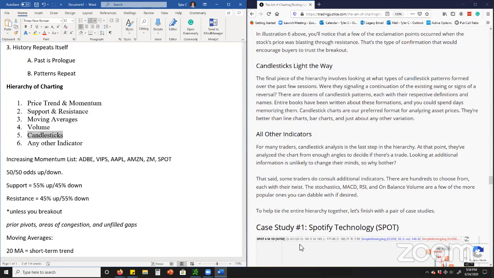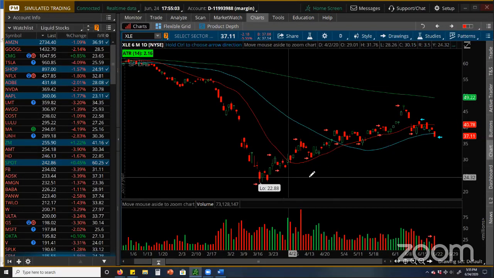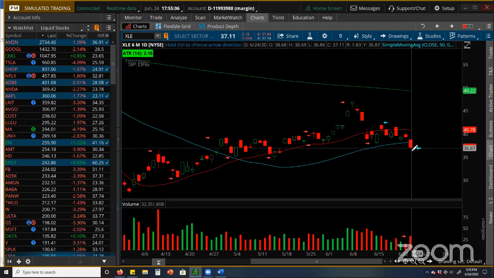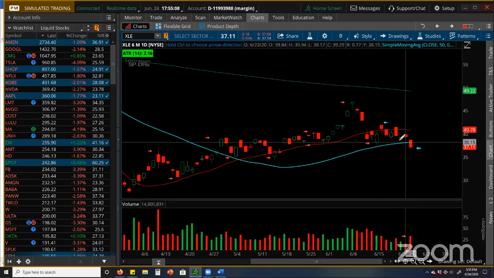Was it a reversal candle? Was it a really bullish candle? Was it a really bearish candle? That's really short term, but it sets the tone for me the next day. Like, I didn't like today's candle. It was ugly, especially in XLE. That's an ugly candle. So the pivots already were warning me off.